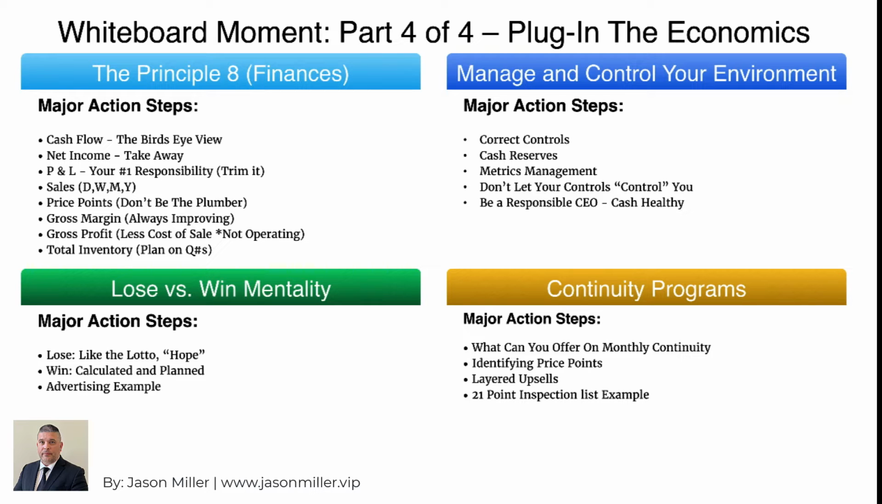Now, net income, obviously, that's your takeaway. It's the takeaway for the company. It's what you can actually use to reinvest into the company, and you can use that for payroll, and so on.